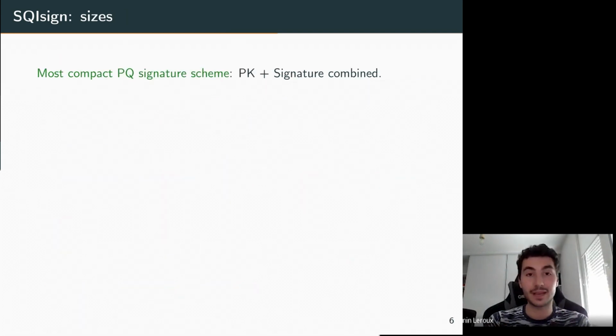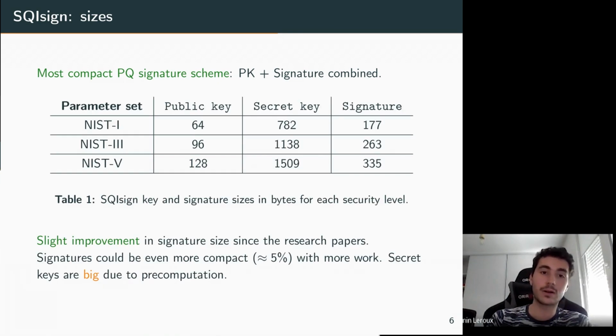Okay, so in terms of sizes, more concretely, SQISign is the most compact post-quantum signature scheme when you look at the public key and signature size combined. So here are examples for each security level. As you can see, public keys are very, very small, signatures a little bit bigger, but still very reasonable.